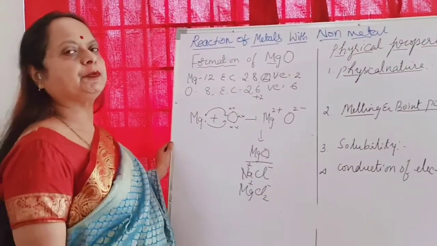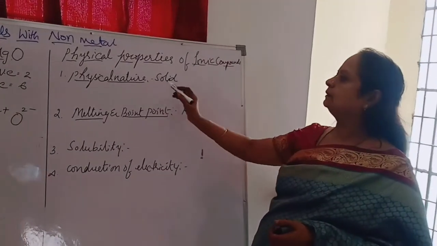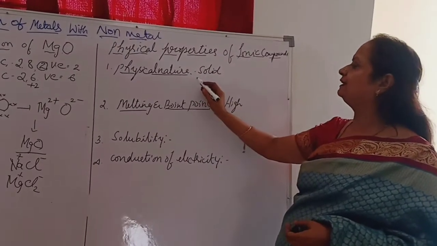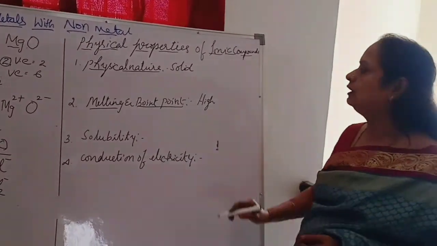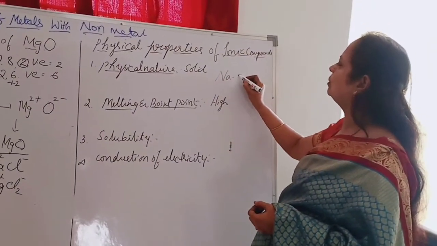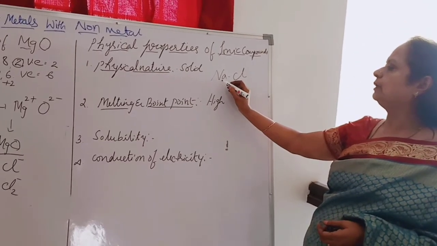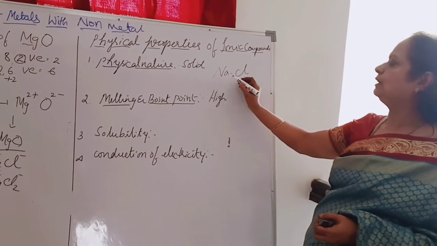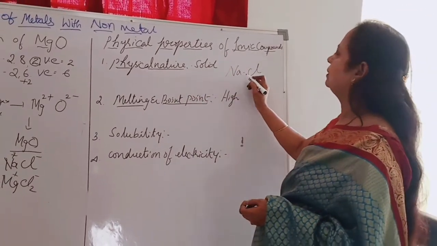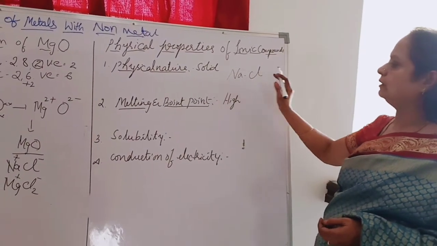Now, the physical properties of ionic compounds. Physical nature: they are solids. Why are they solid? Because there is a strong force of attraction between the ions, sodium and chloride. So, they are solids because there is a great force of attraction between the ions.